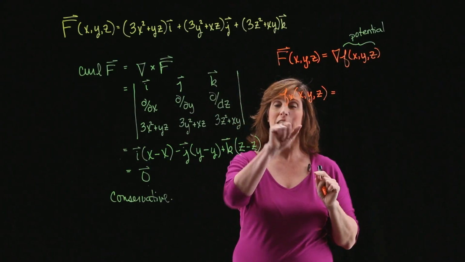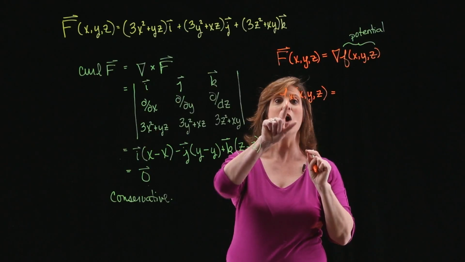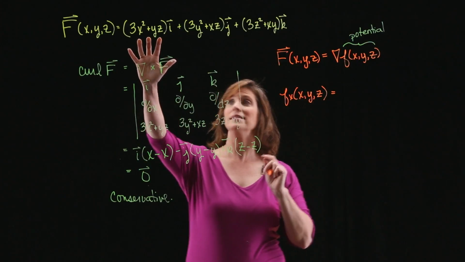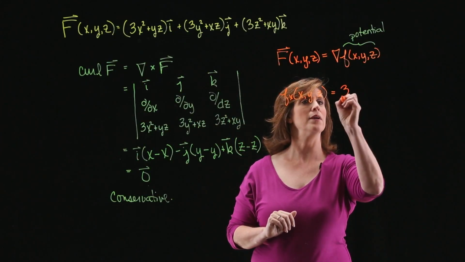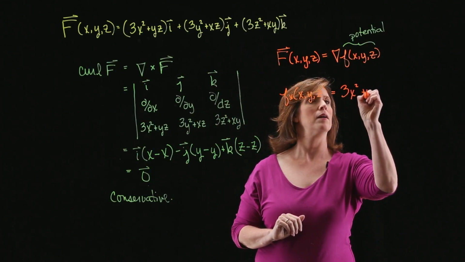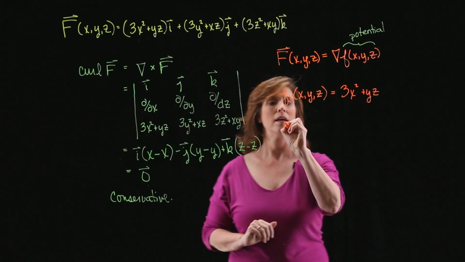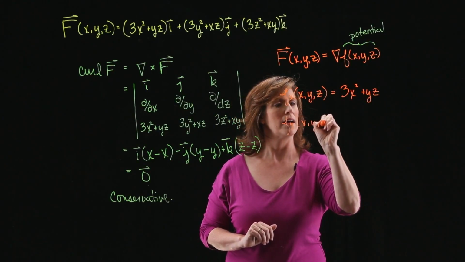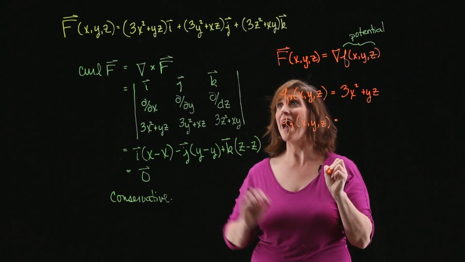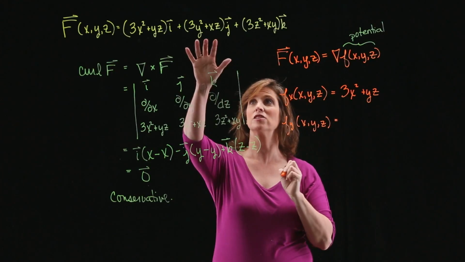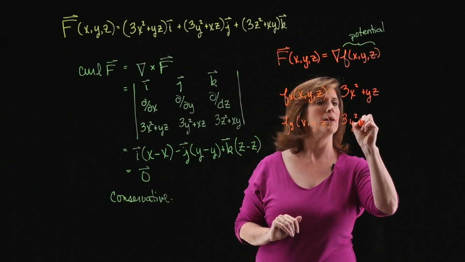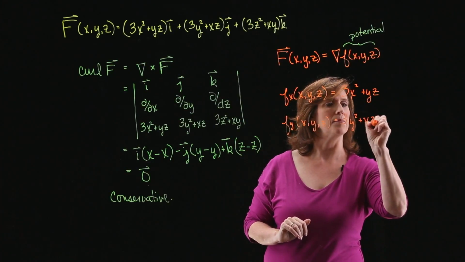Since I don't know what the function f is, I don't know how to figure that out, but I know what the answer is going to be. It's going to be 3x squared plus yz. The partial with respect to y I know has to be the j component of my function f. So that will be 3y squared plus xz.